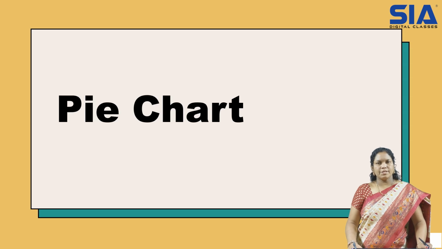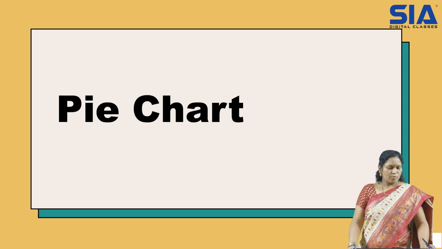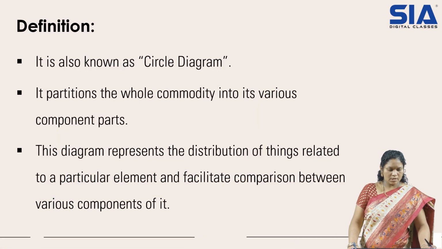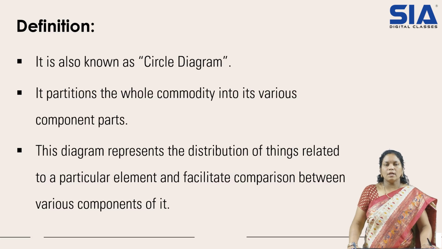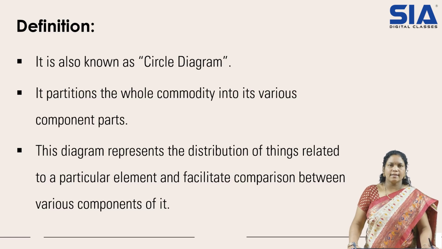Today's concept is pie chart. Let us discuss how the pie chart will go on. A pie chart is also called a circular diagram because we all know a pie chart makes a circle and represents our data, right? So it is also called a circle diagram.